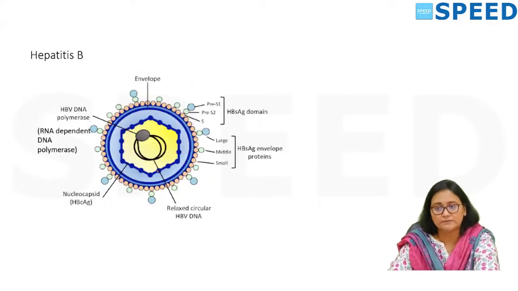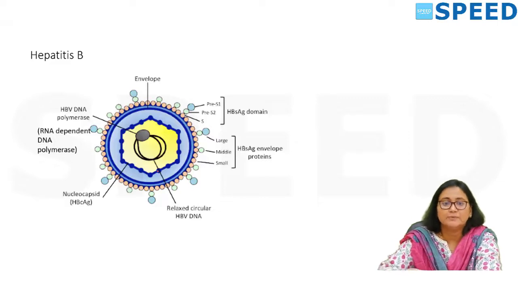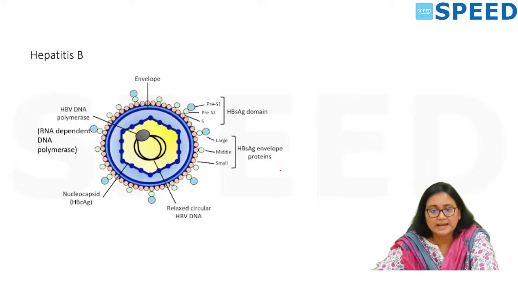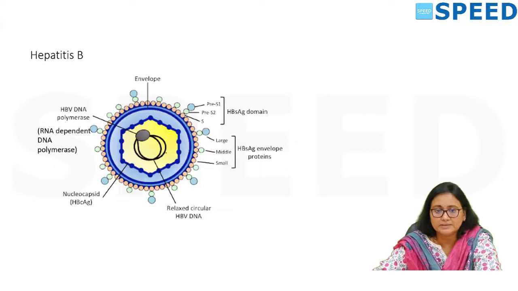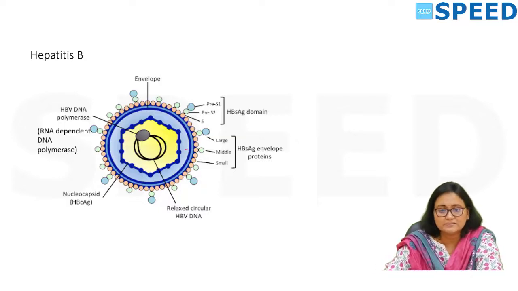This is the picture of hepatitis virus, their morphology. So you can see, they are DNA viruses. They are incomplete double-stranded DNA viruses, you can say. And these are different antigens.